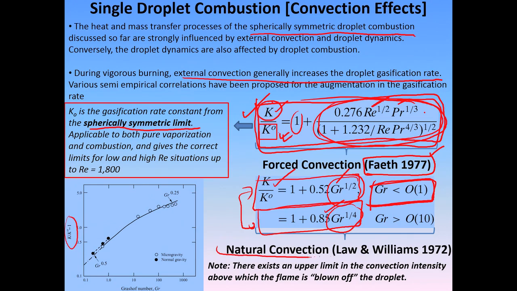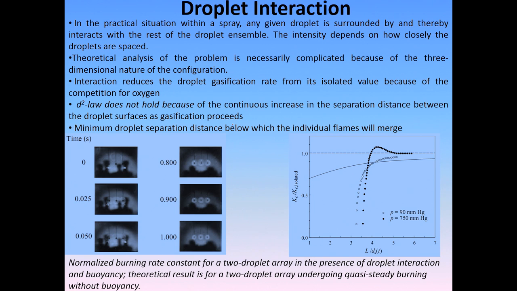So, you have to keep that limit into consideration, that the flame may actually get extinct if you have too high of a forced convection, got it. So, that should be taken into account when you do this kind of analysis. These are two empirical correlations which were given by Law and Williams and Jerry Faith, which tell you how the burning rate is augmented from the spherically symmetric limit when there is a convection quantity present. This will be the last slide of this particular lecture.